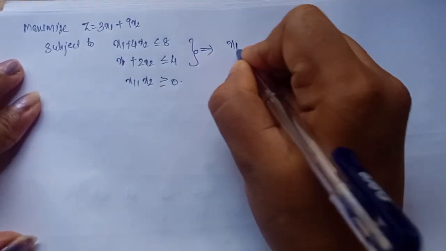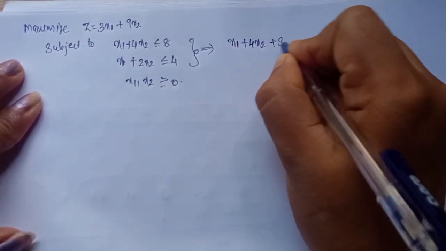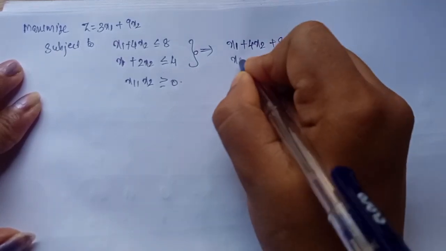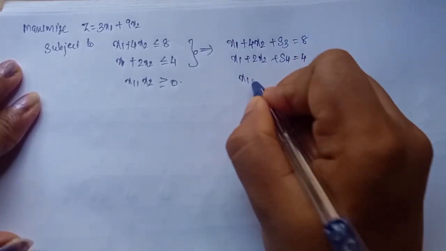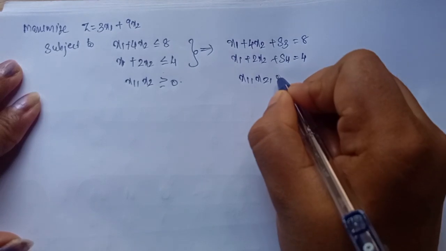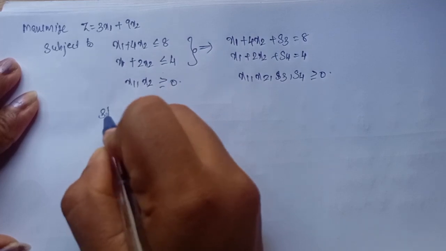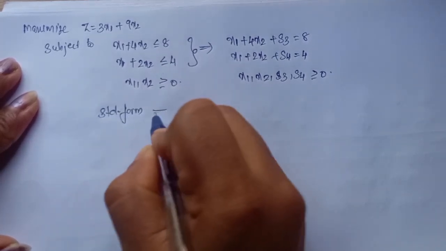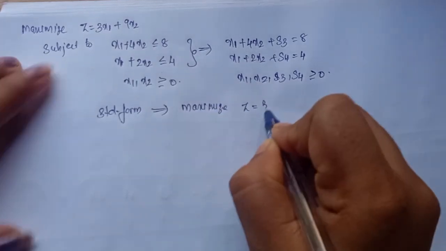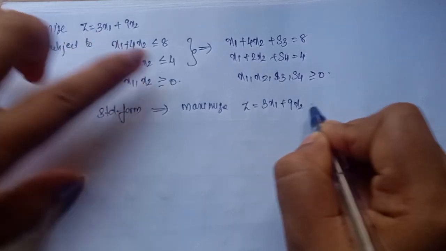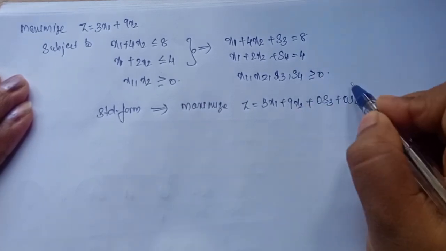So this constraint becomes x1 plus 4x2 plus s3 equal to 8, and here x1 plus 2x2 plus s4 equal to 4, and the non-negativity restrictions are x1, x2, s3, s4 greater than or equal to 0. Therefore, the standard form of the objective function is maximize z equal to 3x1 plus 9x2 plus 0s3 plus 0s4 subject to the above constraints.